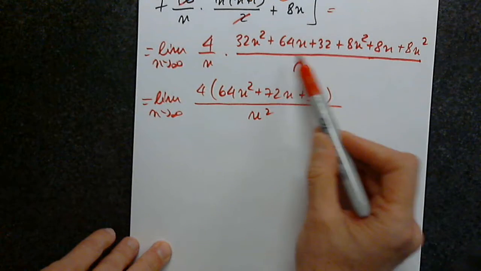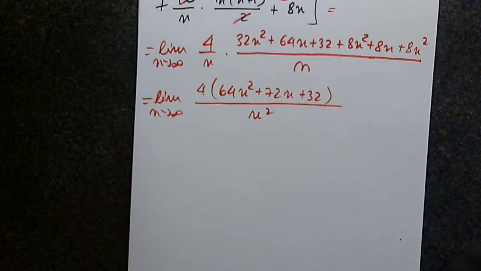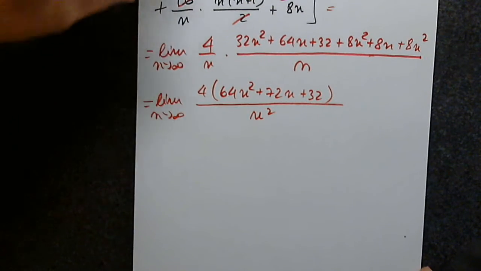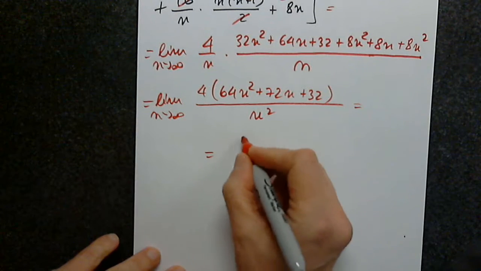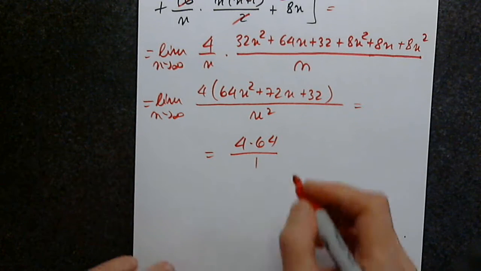Say it again. Oh, yes, just n. I'm sorry. Yes, of course. Oh, no, it's n times n. Yeah, sorry, that's okay. So now the numerator is 4 times 64, and the denominator is 1. So this is better.